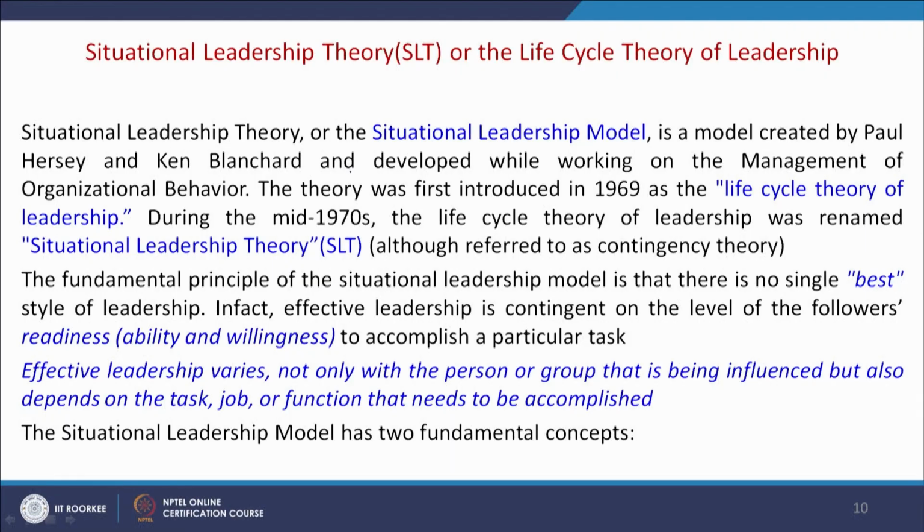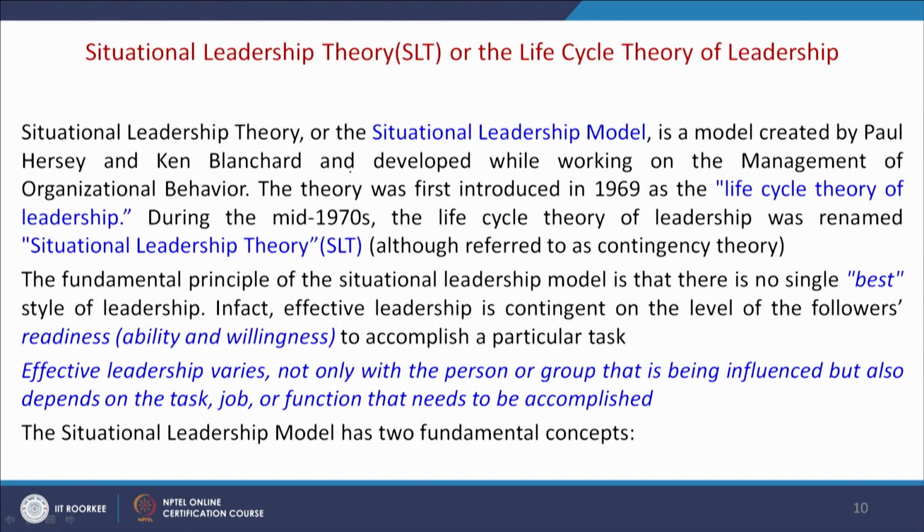Friends, welcome back. Another leadership style that we will talk about is situational leadership theory, or the life cycle theory of leadership. This theory, that is SLT or situational leadership theory, can also be considered at the same time the contingency theory of leadership, but I will discuss these theories separately, with some significance, because when we are talking about SLT, it is not only a single theory that has been propounded.